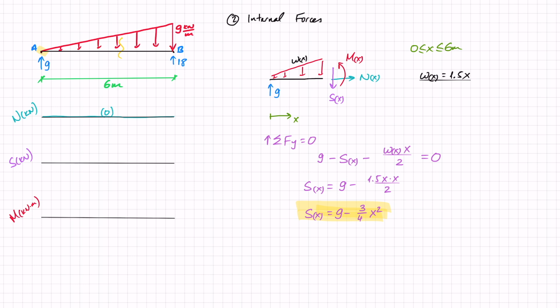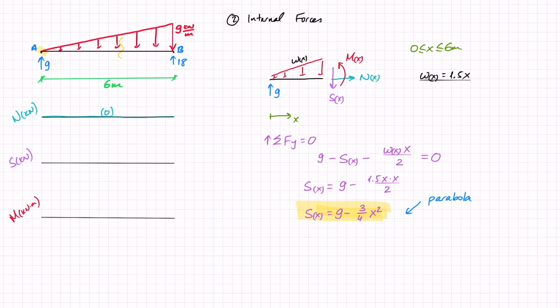Now it's interesting to note here that this equation has x squared, so it is a parabola, which is interesting because if you remember from the UDL in the previous tutorial, my shear was linear, it was a function of x. Now with this DL, distributed load, I have a function of x squared.